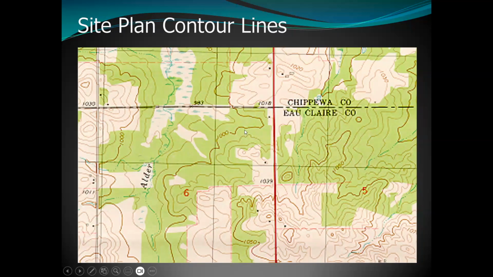This darker line is at 1,000. This one's at 1,050. So the lighter lines in here are 10. So 1,050, 1,060, 1,070, 80, 90. Oh, sorry, I'm going the wrong way. 1,000, 1,010, 1,020, 30, 40, 1,050.